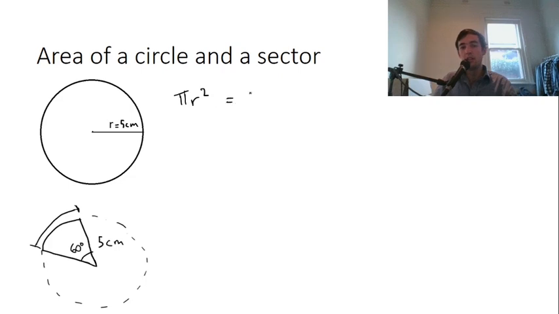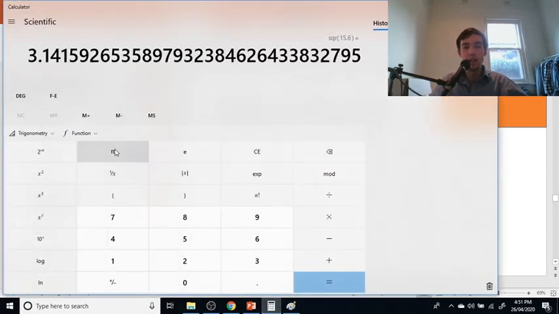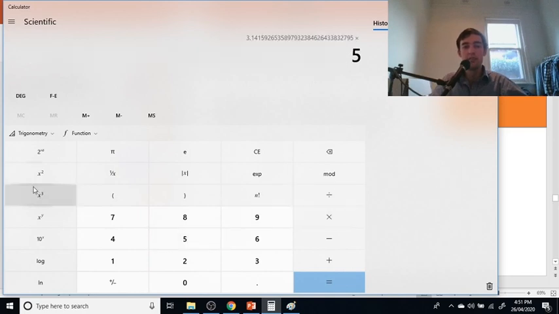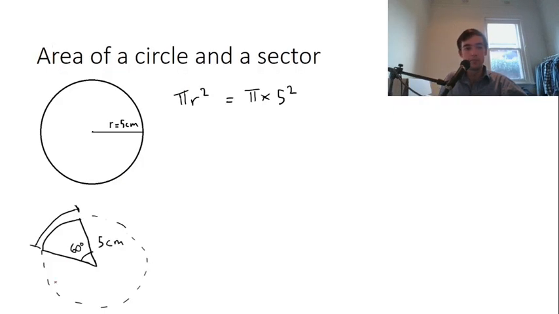Then the area of the circle would be pi times 5 squared. Now let's use a calculator to work that out, because the calculator has the button that will show us what pi is. Well, it'll use pi in the calculation. So let's go pi times 5 squared. And we get roughly 79 centimeters squared. That means around about 79 centimeters squared.